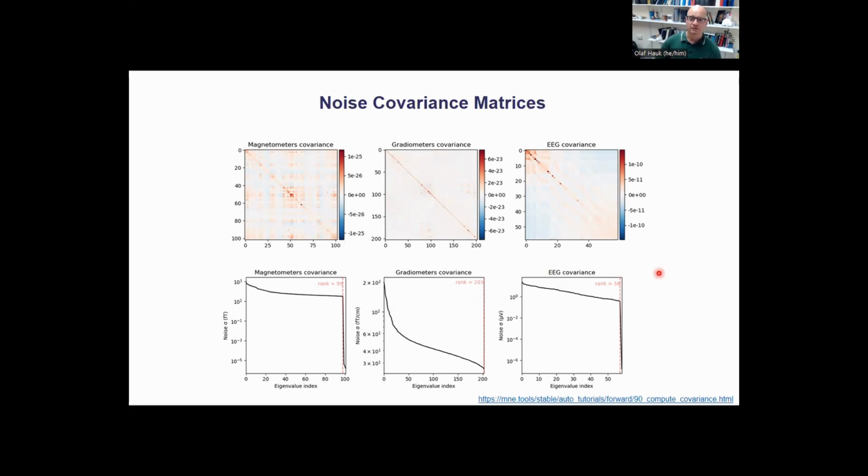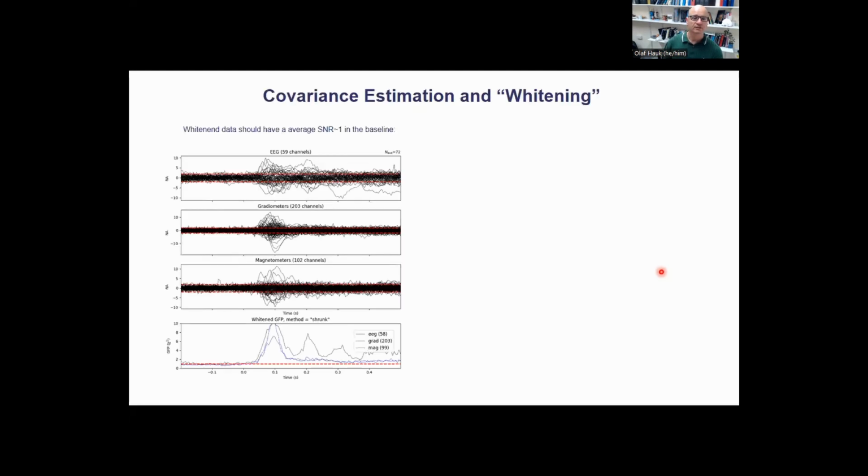And how do you do that? Well, there are apps for that. At least in MNE Python software, you can actually check whether they whiten your data properly. So once you've whitened your data, the resulting whitened data should basically have unit variance in the baseline. And the signal should be between more or less plus minus 2. So if you plot your data for the different sensor types, they should be within these red bounds here, within these dashed lines. If you look at the summary here, global field power, then these curves should be around 1 for the different sensor types.